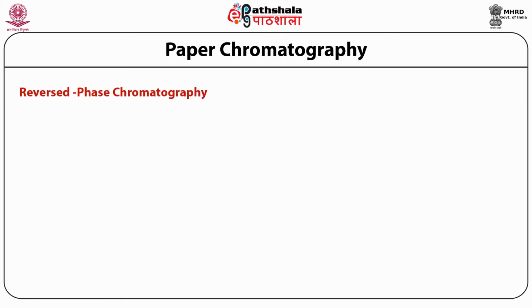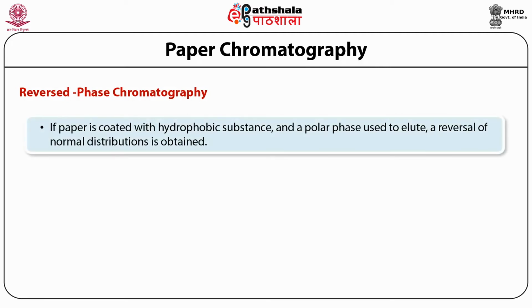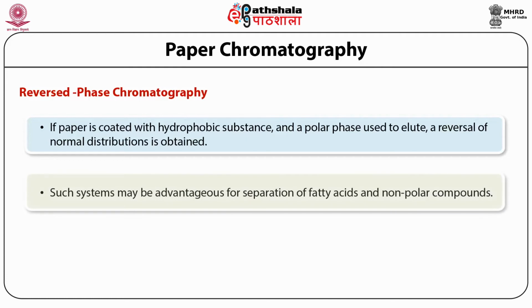Reverse phase chromatography. If the paper is coated with a hydrophobic substance such as rubber, latex, mineral oil, or silicone oil, and a polar phase is used to elute, a reversal of the normal distribution is obtained. Such systems may be advantageous for the separation of fatty acids and non-polar compounds, which may move too fast because of low solubility with a polar stationary phase.